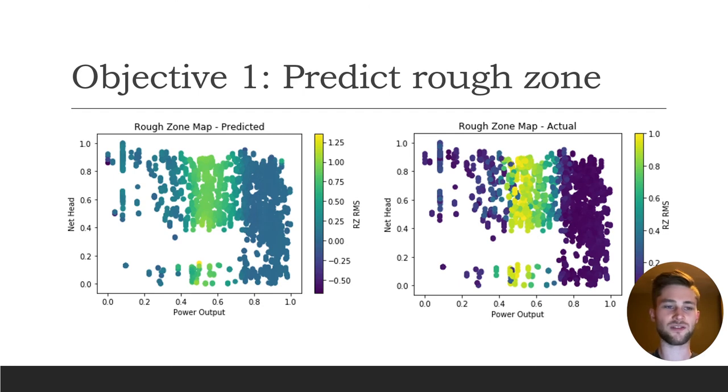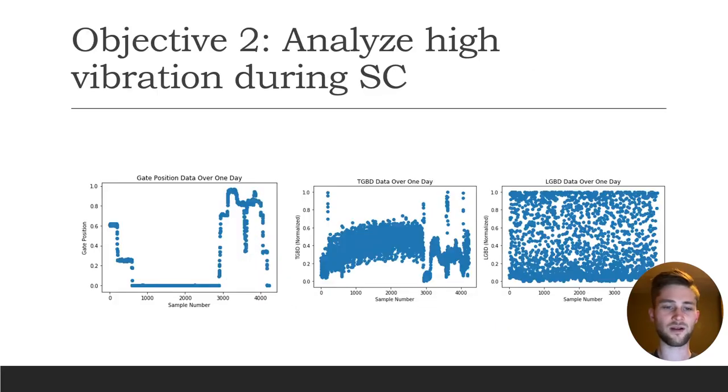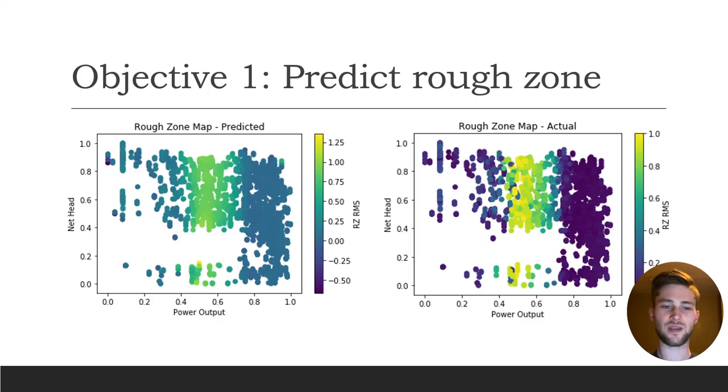And there's a little table just showing the accuracy as each feature was included. Here's a plot showing the rough zone map, predicted versus actual. As you can see, it looks pretty similar, and you can see that relationship: as net head goes up, the rough zone tends toward a higher power output. So you can see that slight positive slope there. And another thing to note, these plots were generated for gate position and power output.